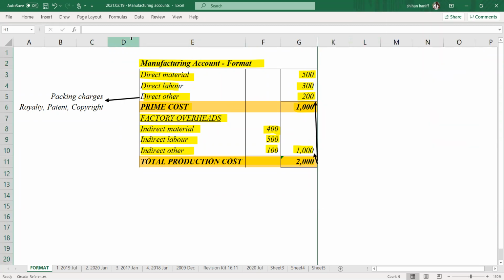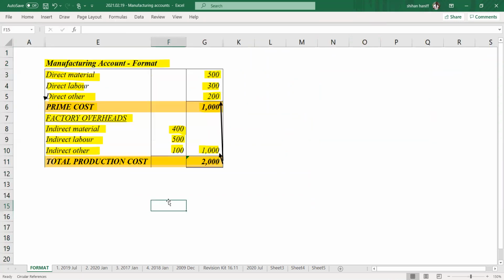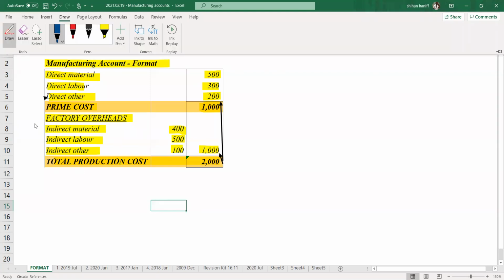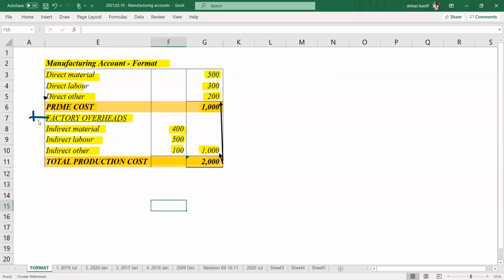So initially, write this manufacturing account format. Direct material, direct labor, and direct other is called prime cost. Then if you add the factory overheads to this, you get the total production cost.